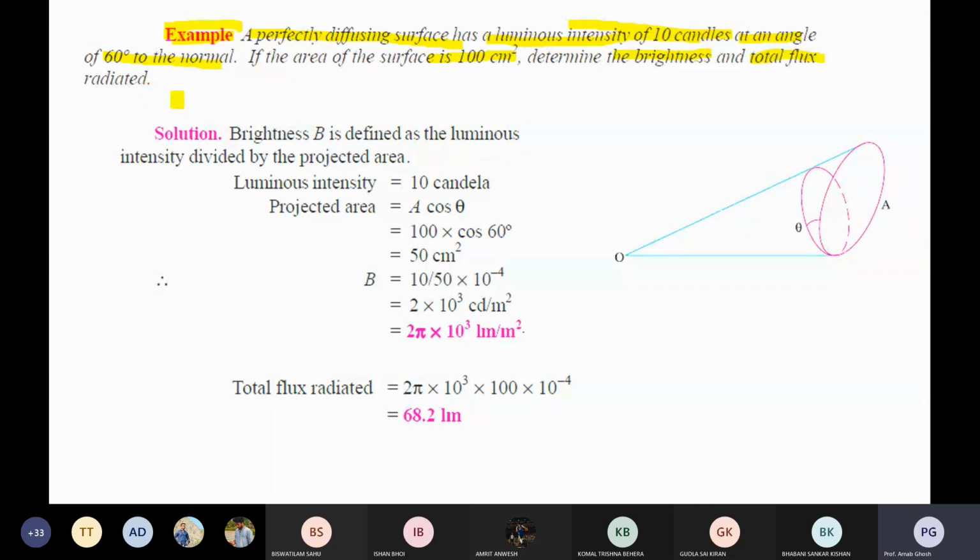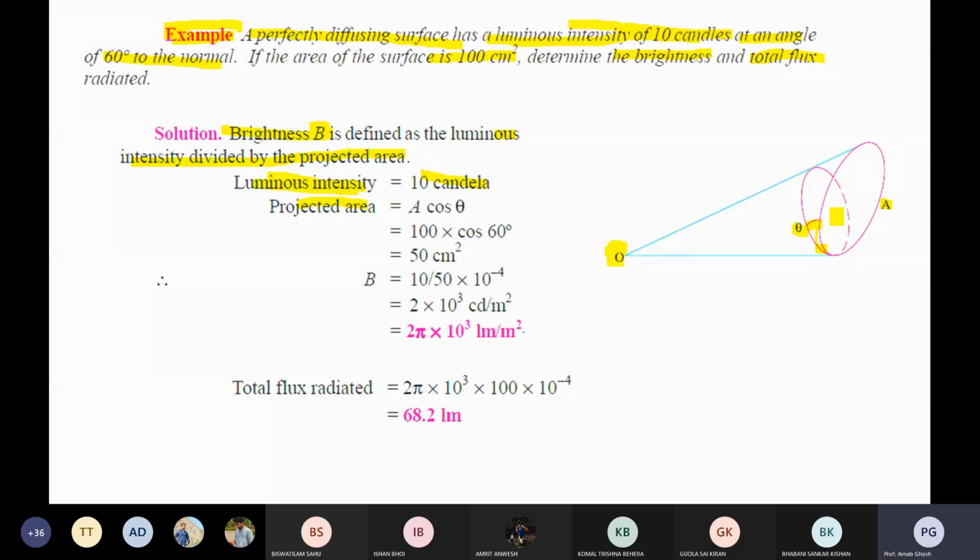Here the diagram is there. Initially the surface was A, then theta shift is there. Now the surface is A dash, and A dash equals A cos theta. Brightness is defined as the luminous intensity divided by the projected area. The intensity is given, 10 candela, and the projected area, if initially it was A, is A cos theta. So you can replace them.